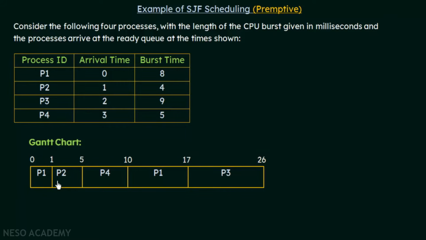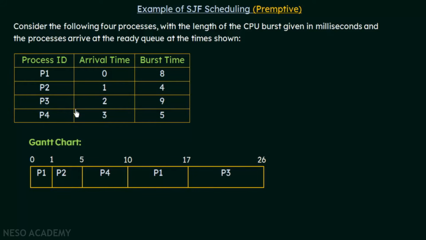Now let's see. P2 begins its execution. Now when P2 begins its execution, it has to execute for 4 milliseconds. So let's see. It is executing now. Now we see that at time 2, P3 arrives. Now what is the burst time of P3? It is 9 milliseconds. But 9 milliseconds is greater than P2's burst time, which is 4 milliseconds. So we are not going to preempt P2 because P2's burst time is still lesser than that of P3. So P2 will continue its execution.